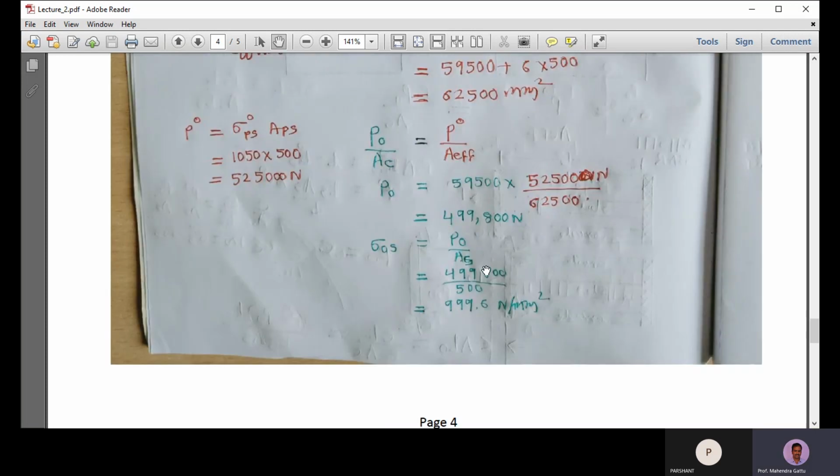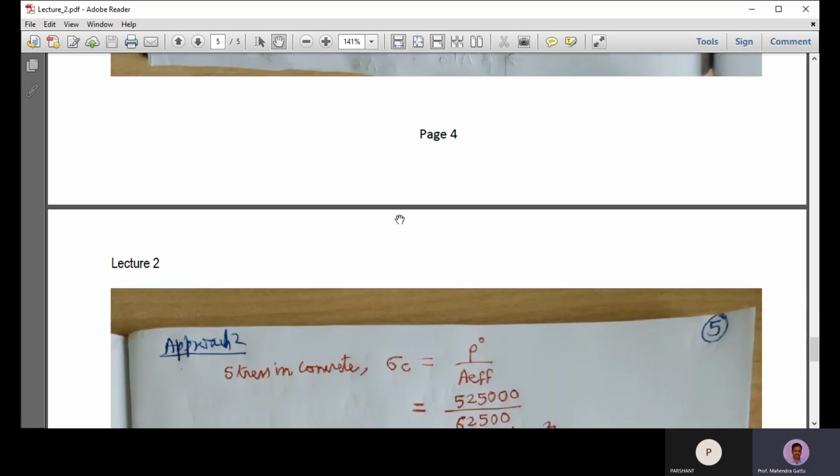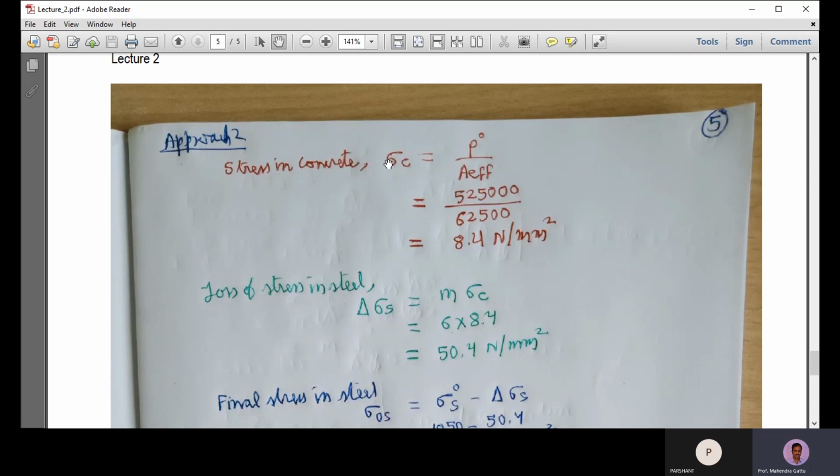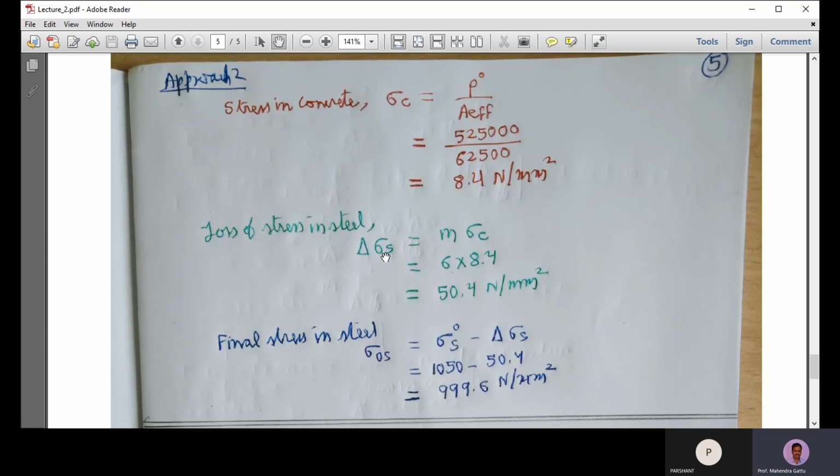So we can do this problem by another approach, which is like this. We can first find what is the stress in concrete. So sigma c, we can use that formula, P naught by A effective. So we are dealing with the hydraulic jack force, so we are looking into the effective section. So P naught is 525 kilonewton by effective area 62,500 millimeter square. We get 8.4 Newton per millimeter square. And then we can find out what is the loss of stress in steel, delta sigma s, which is m times sigma c, which is 6 into 8.4, which is 50.4 Newton per millimeter square.